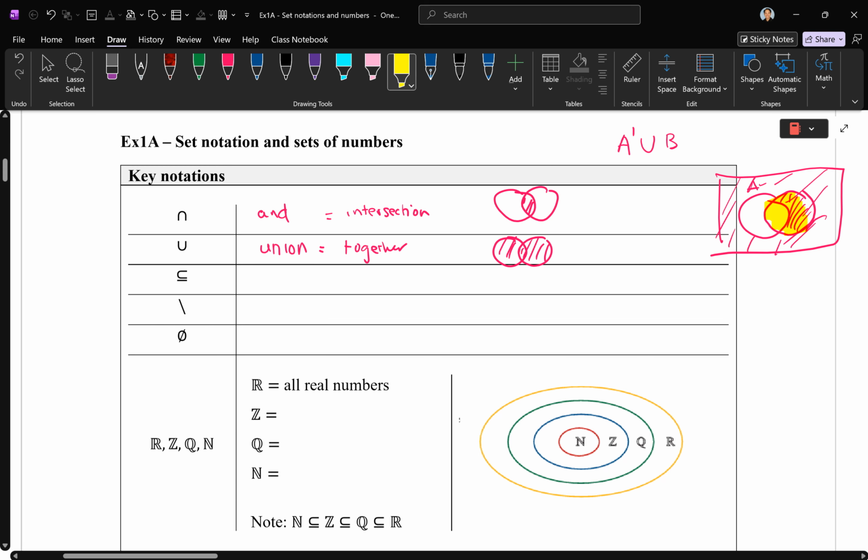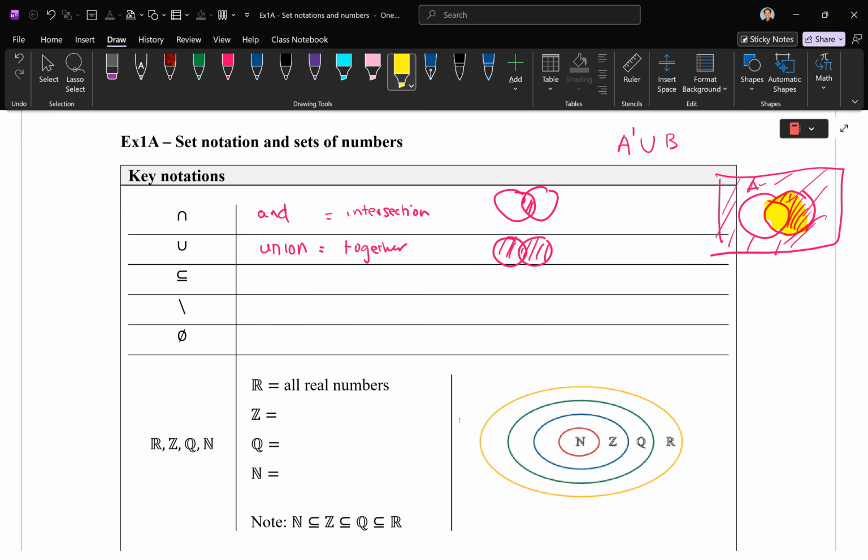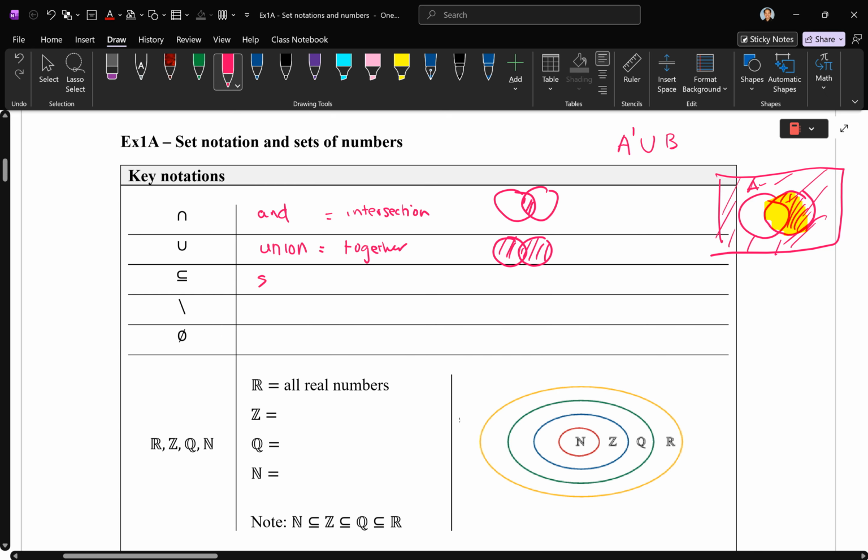That's one of the common misconceptions when we say union. It actually just means group them all together. It's almost like saying this is class A, class B, we put them all together. You don't miscount anyone. Yeah? So that's union, subset. This means subset.